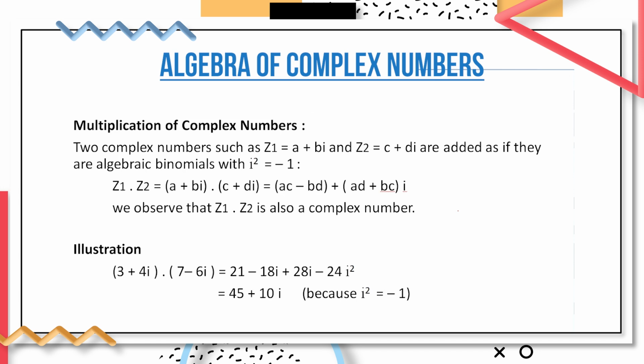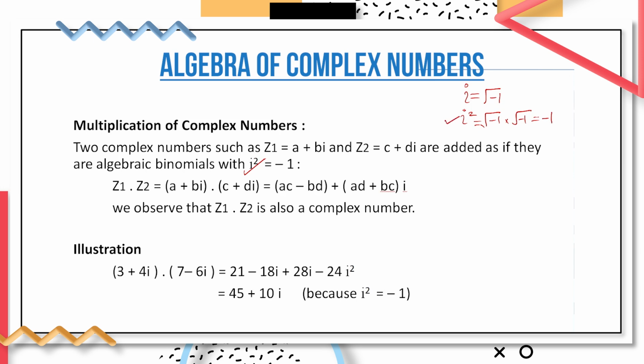Now, the multiplication of complex numbers. In this case, you need to understand that i squared is equal to minus 1, an important identity which we are going to explore. We learned that i is equal to the square root of minus 1, and i squared will be square root of minus 1 into square root of minus 1, that is equal to minus 1 only. So, how are we going to use this identity?